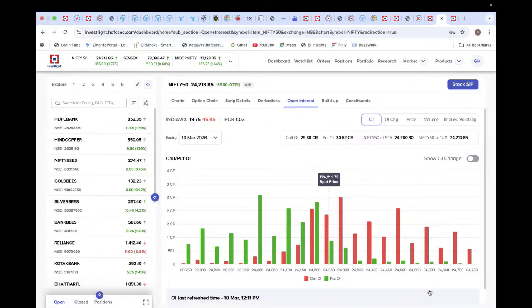Okay, and do we also see some clues in terms of implied volatility? Because of course the volatility is very high. So what are we getting to know from the numbers?